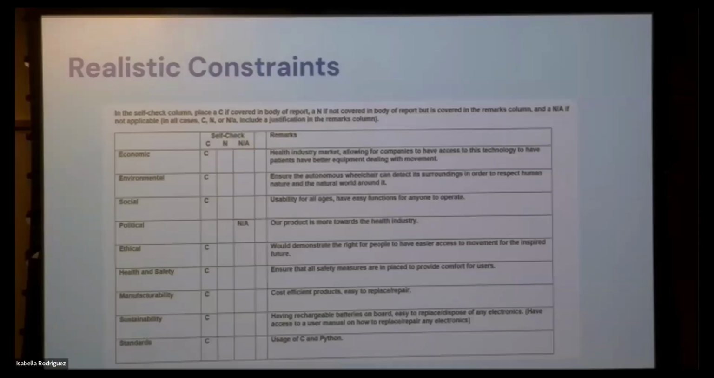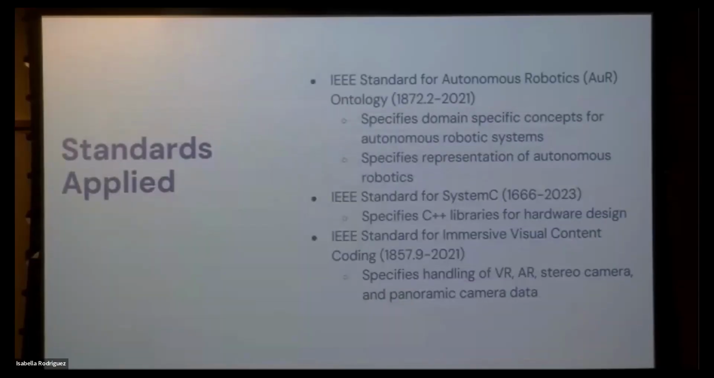And then for our standards here, we have three up here, and two of the most important ones is the autonomous robotics ontology, which specifies the concepts for autonomous robotic systems. So it just shows how autonomous robotics is represented. So we want to follow that standard as applied.